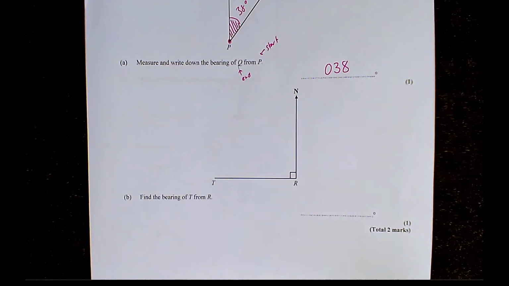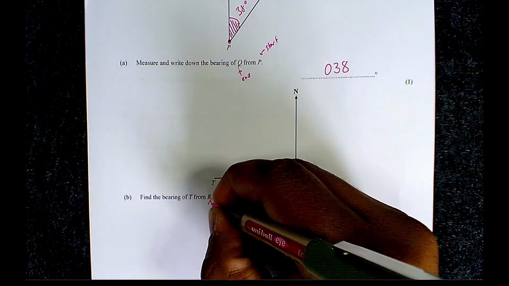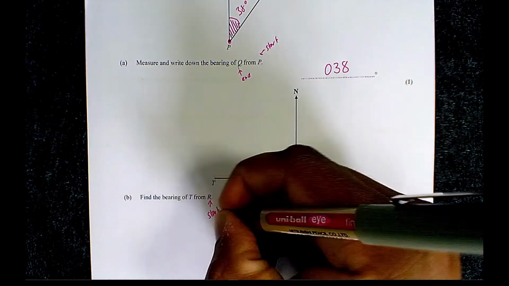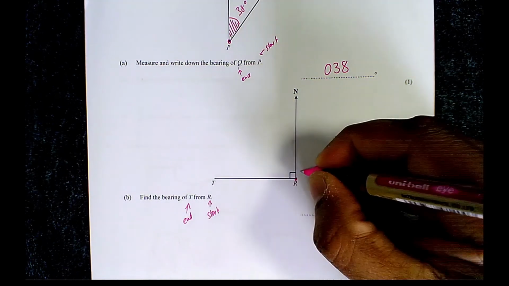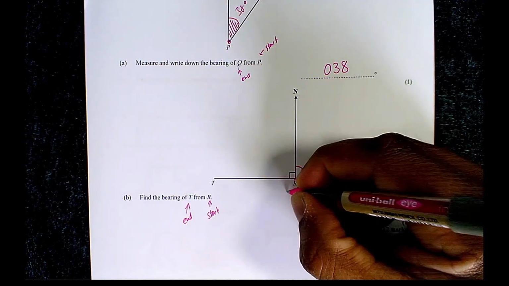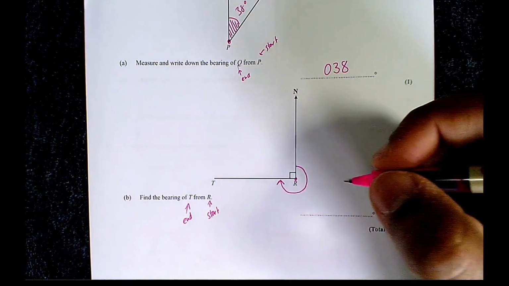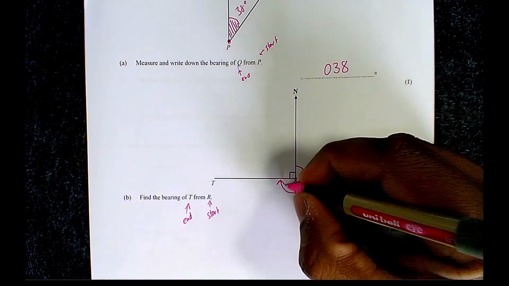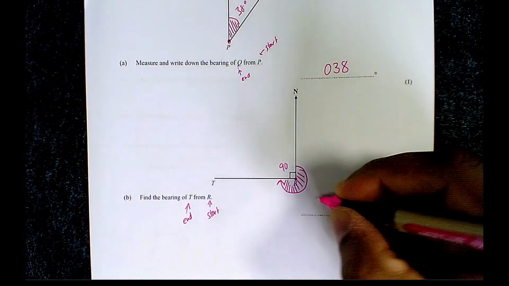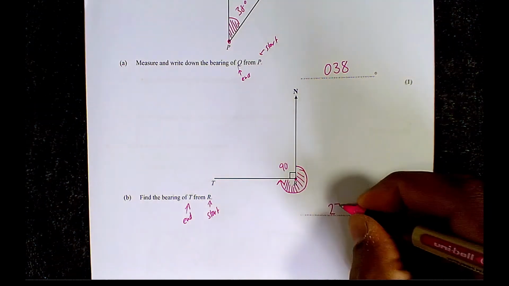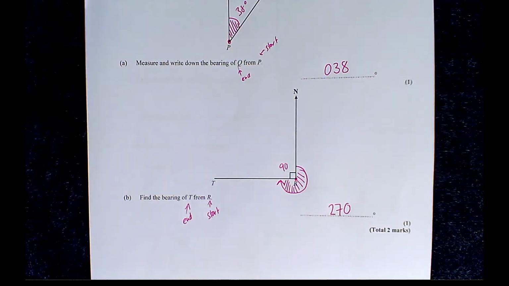Moving on to question B, it says find the bearing of T from R. So again, R is where I'm starting and T is where I'm ending. So starting at R, which is here, I'm going to go in a clockwise direction until I get to the line that goes from R to T, and it's this angle here that I need to measure. Now if this is 90 degrees, then this angle here must be 270 degrees.